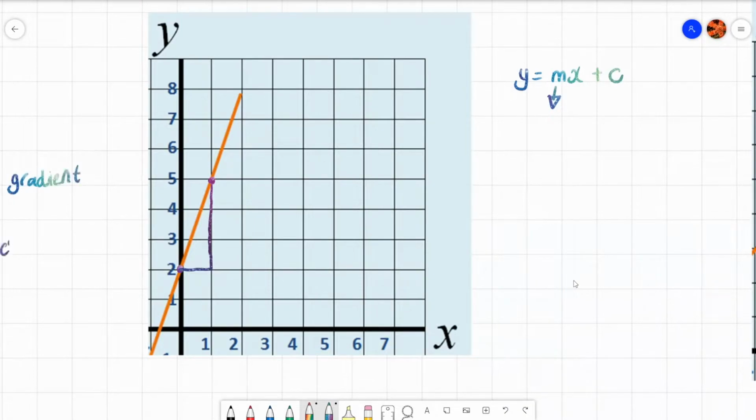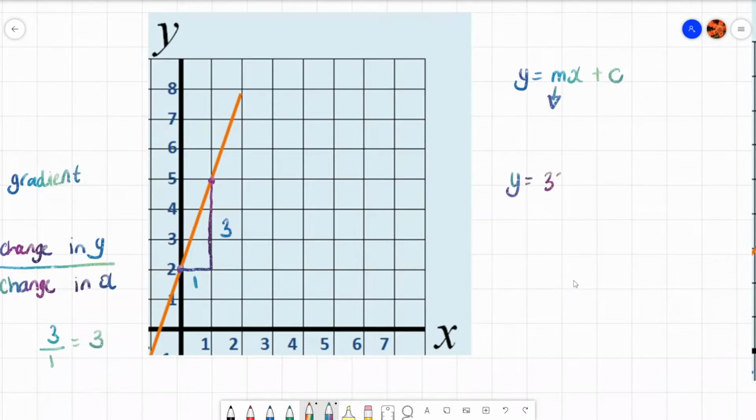Gradient is change in y divided by change in x. Well, the y here, the difference between 2 to 5 is 3 and the x is 1. So I'm going to do 3 divided by 1, which is 3. I know my gradient is positive because my graph's going uphill. So I'm going to do y equals 3x.